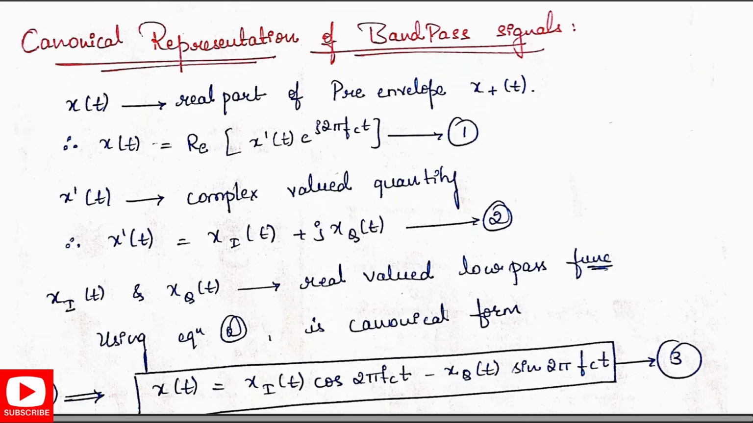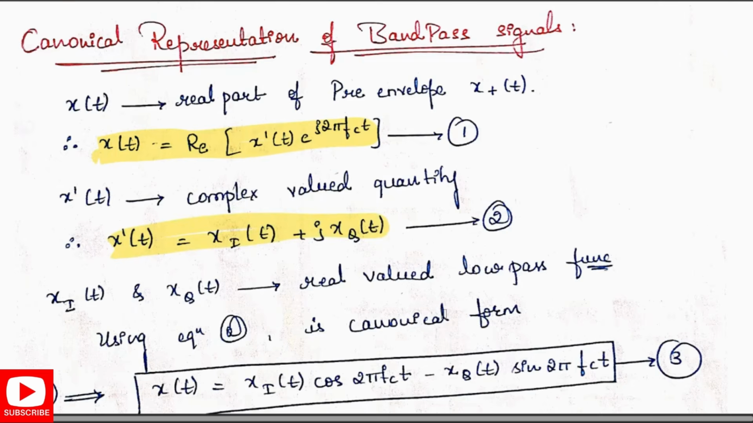Here, x of t, first we will consider as the real part of x plus of t. So it is given as x of t is equal to the real part of x dash of t times e to the power j 2 pi fct. Next, x dash of t, as I said, is a complex value, so that includes two parts: xi of t and xq of t. So x dash of t is xi of t plus j xq of t. These two are the real-valued low pass functions.